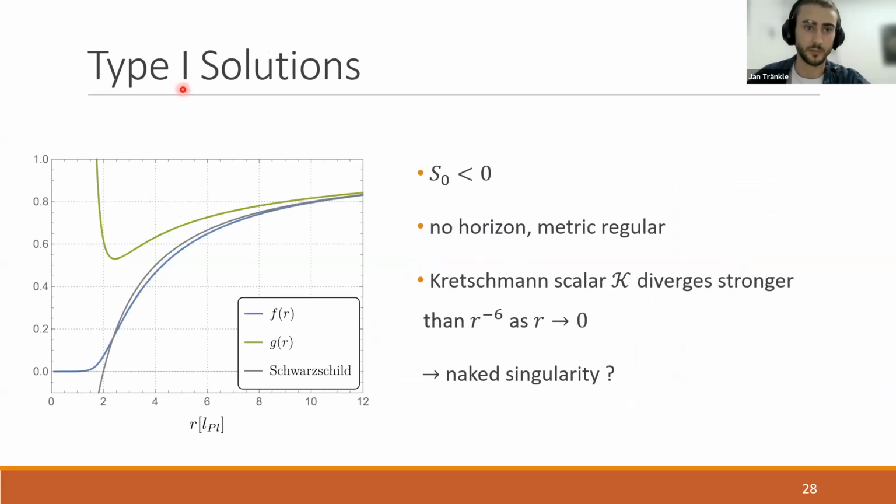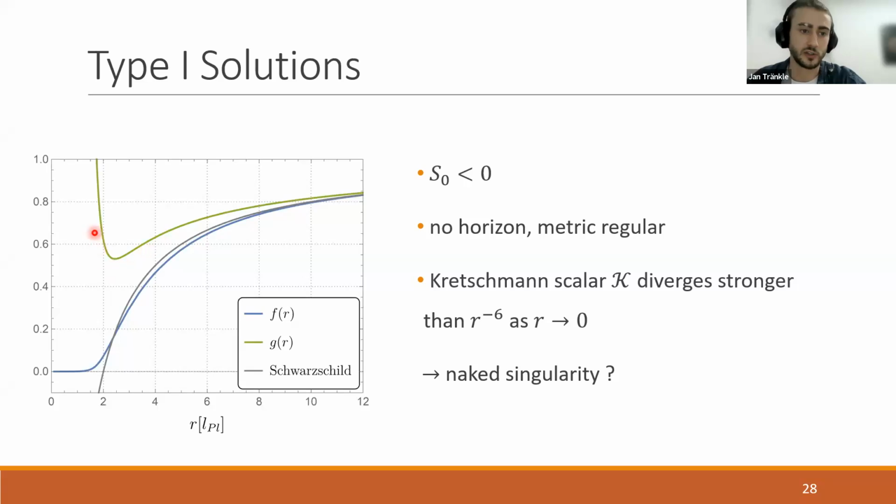We start with the type 1. These types of solutions are found when this parameter S0 is negative. And you see that in these solutions, the function g of r is always larger than f of r, which is opposite to the type 2 and type 3 solutions where f of r is larger than g. In these type 1 solutions, you see that f of r actually does not go to 0 at the classical horizon, but approaches 0 only towards the origin.